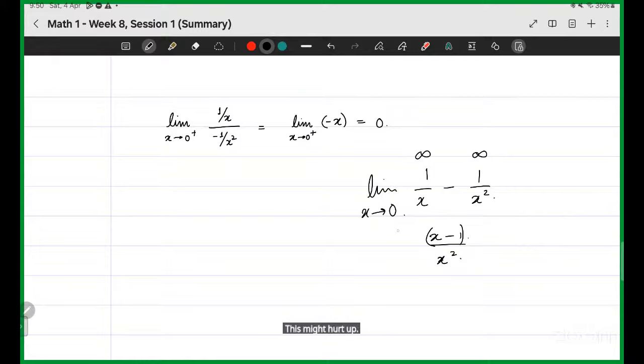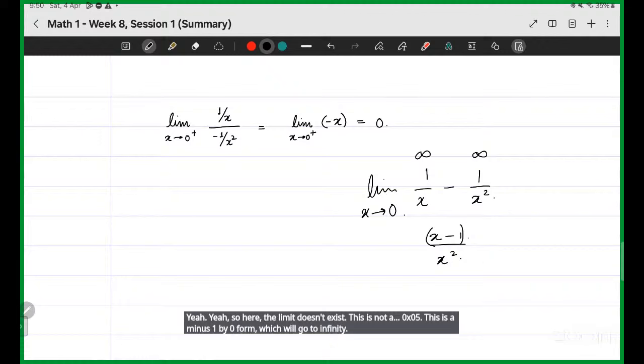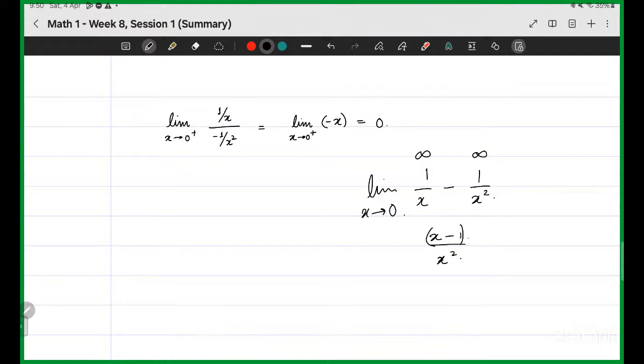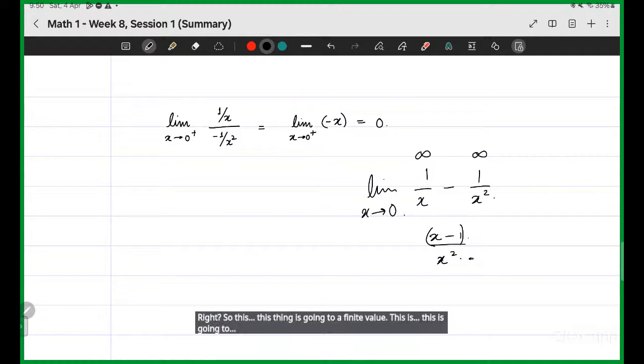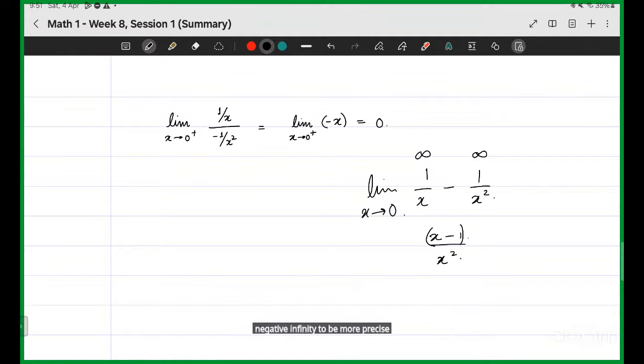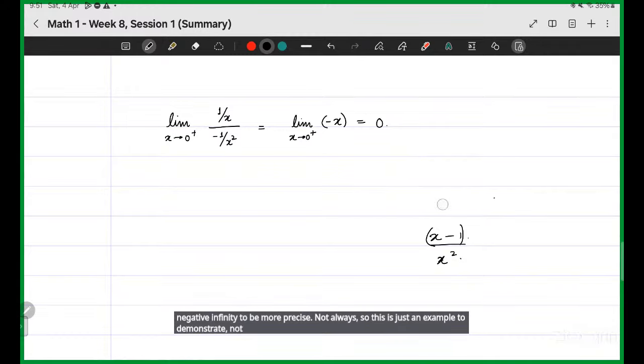Okay. Yeah. So here the limit doesn't exist. This is not a 0 by 0 form. This is a minus 1 by 0 form, which will go to infinity. This thing is going to a finite value, this is going to 0, so the ratio will go to infinity, negative infinity to be more precise. So this is just an example to demonstrate that infinity minus infinity will not always convert to a 0 by 0 form.